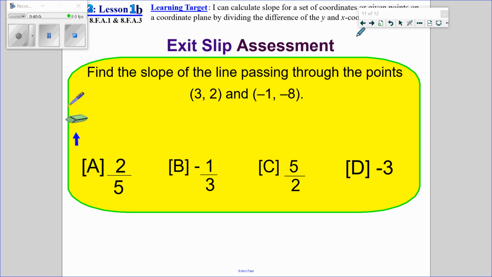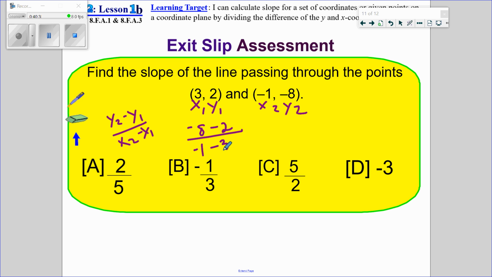My exit slip is find the slope of the line passing through the points 3, 2, and negative 1, negative 8. Okay, so let's label them. X1, Y1, X2, Y2. My formula is Y2 minus Y1 over X2 minus X1. My Y2 is negative 8 minus 2, because Y1 is 2, over negative 1 minus 3. Negative 8 minus 2 is negative 10. Negative 1 minus 3 is negative 4.